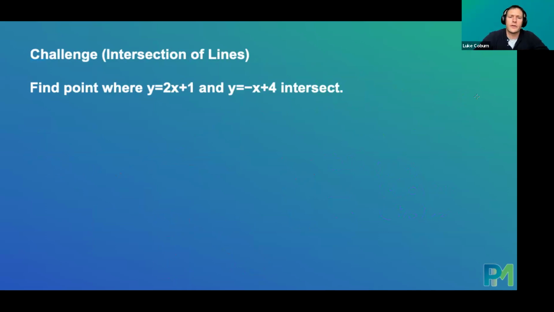Okay, so now here's another one. The intersection of lines. We have to find where two lines intersect. So let's draw this first of all. Let's think about this first line. That number m is equal to 2, and this number c is equal to 1. So let's draw an xy axis.